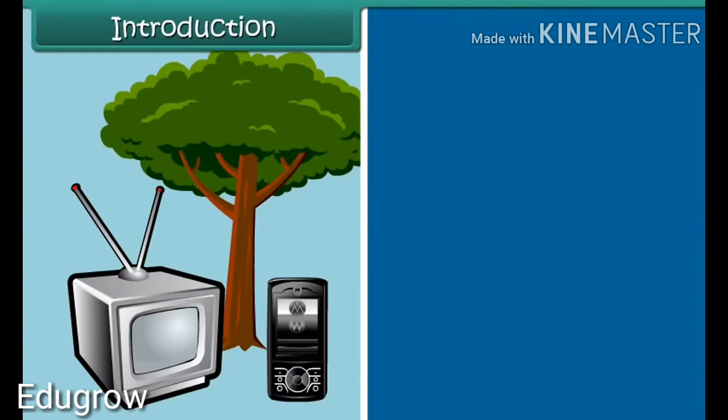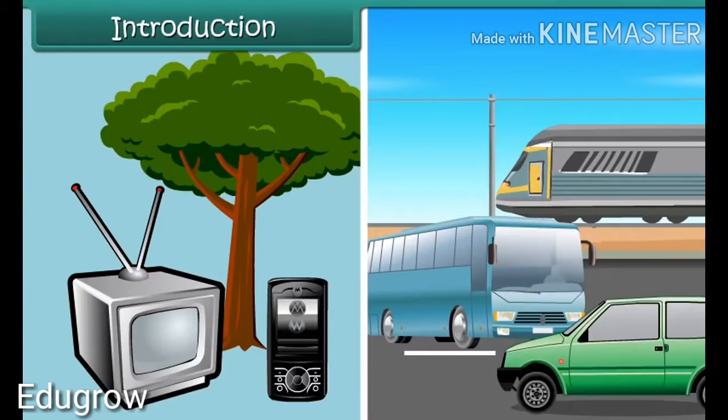Introduction. Look around yourself and you will find objects of different kinds such as television, mobile, trees, cars, buses, trains, etc. Objects such as television, mobile, trees, etc. are static. In other words, their position does not change with time.